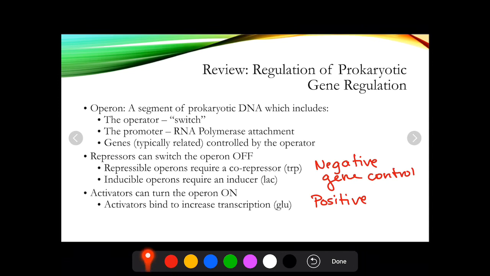And when we're looking at negative gene control, the two that we are thinking about are going to be repressible and inducible. Raise your hand quick if you remember most of this stuff. Raise your hand if you're like, yeah, I could review this and I'd be okay. And raise your hand if you're like, oof. All right, not major oofage, that's good.